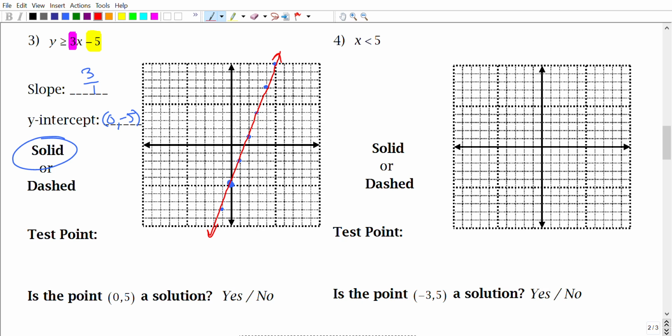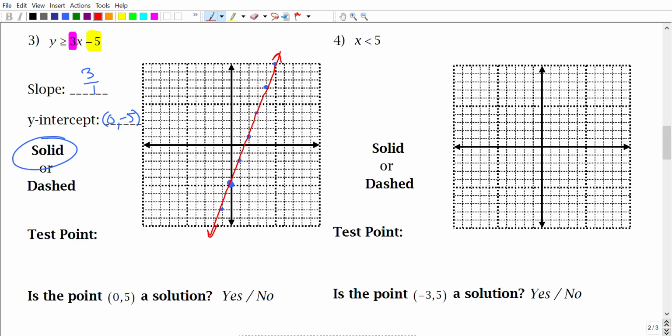Now we have to figure out, are we shading above or below? Well, the symbol is y is greater than or equal to. When you think of greater than, do you think above or below? You should probably be thinking above. Greater than is above and less than is below. So in this case, we have greater than, so we're going to shade above.